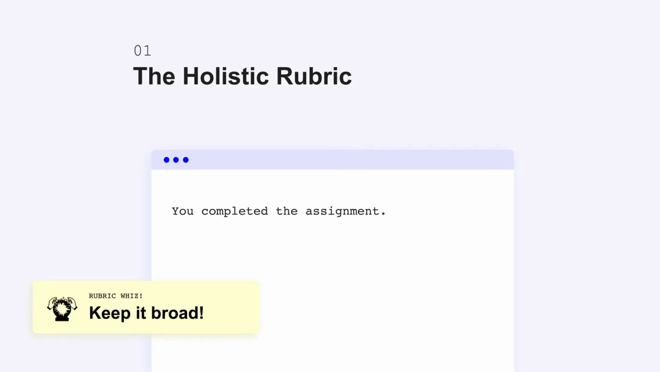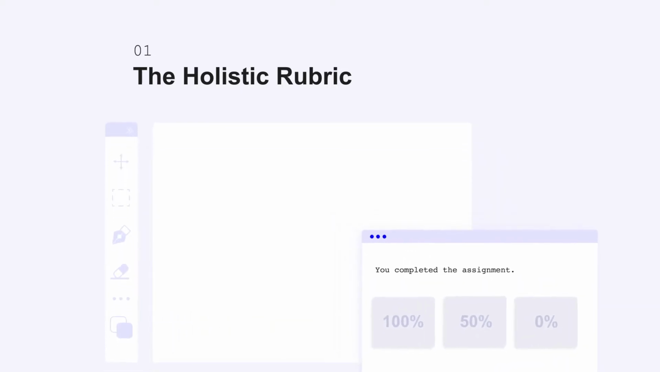This is a pretty general type focusing on a handful of performance levels with broadly described criteria. These can be structured numerically 1 through 4, by percentage, or by letter grade. These are good if you want a rubric and need one fast.